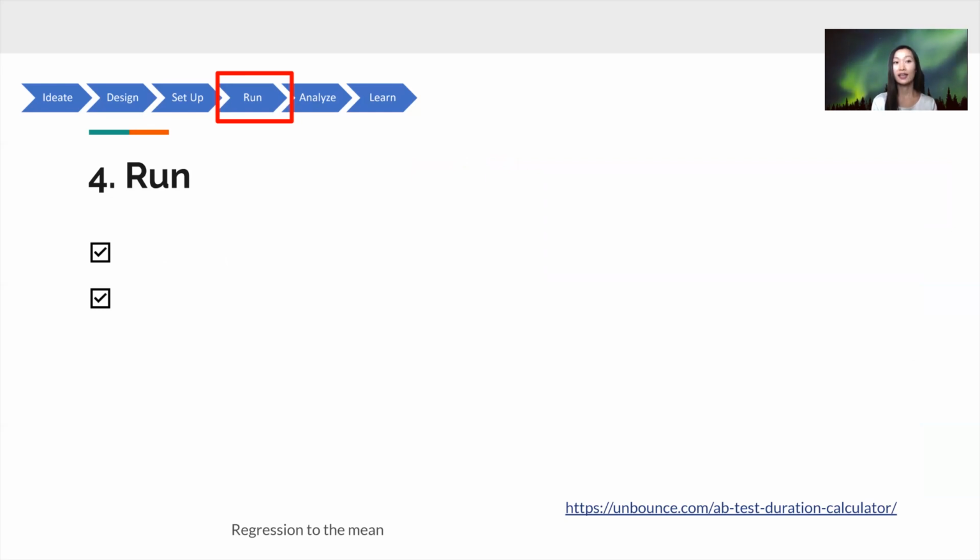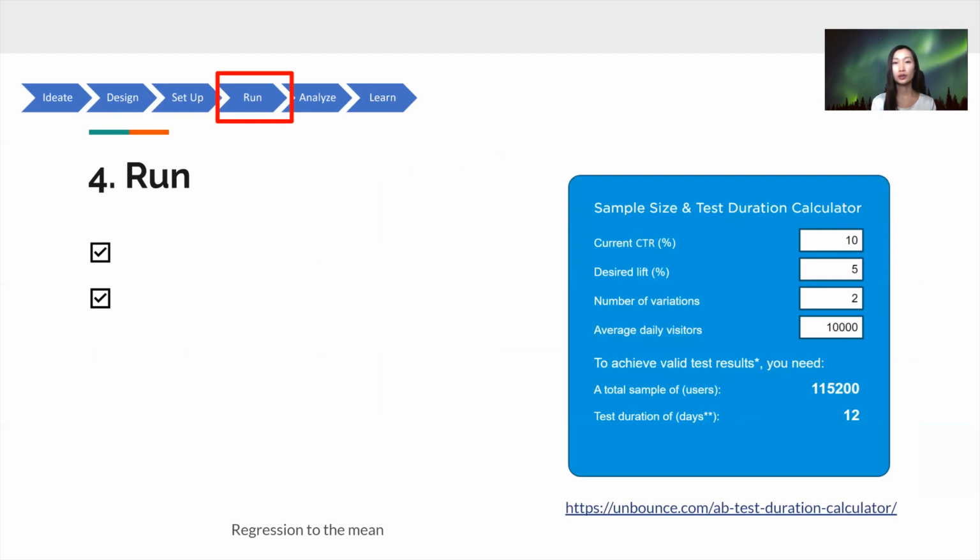At the run stage, that's when you allocate real users to your experiment for a predetermined period of time. There are a lot of online traffic calculators to help you determine how long you should run your test for. I got mine from Unbounce.com. There are many out there, but they ask for more or less similar input parameters. They will usually ask for a baseline number. In our case, the current click-through rate or conversion rate is 10%.